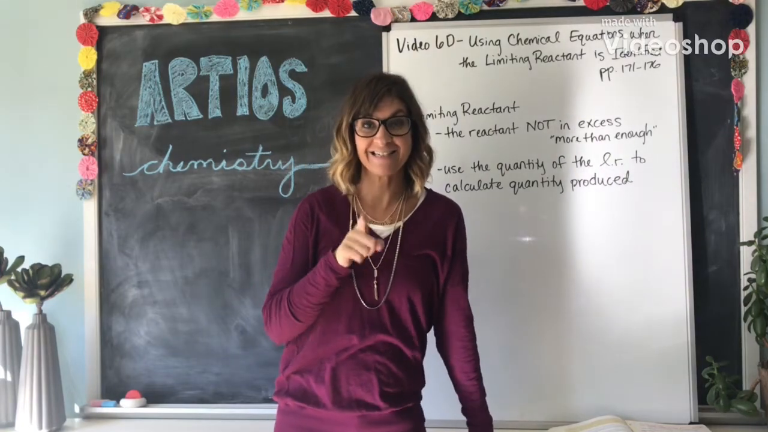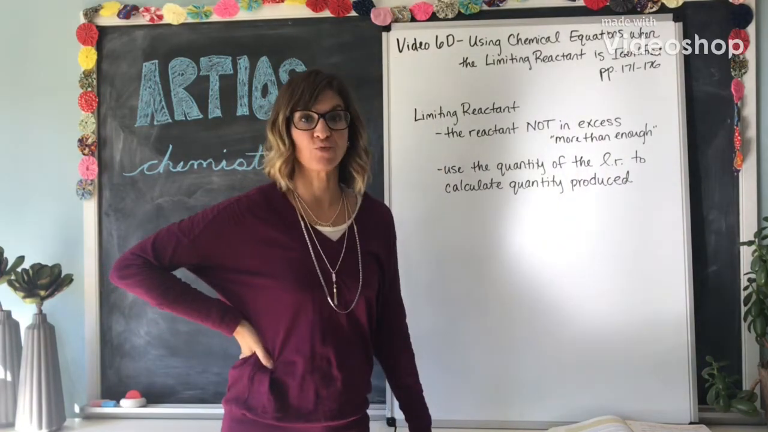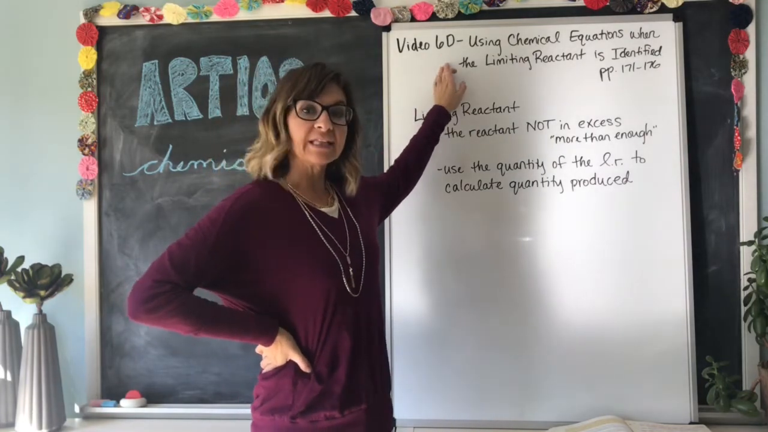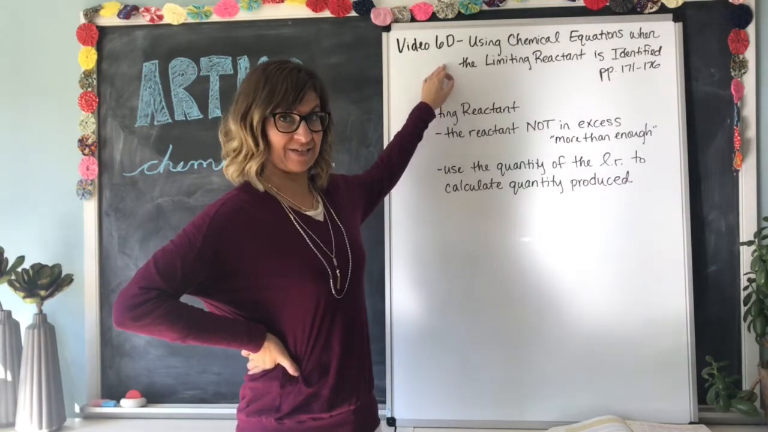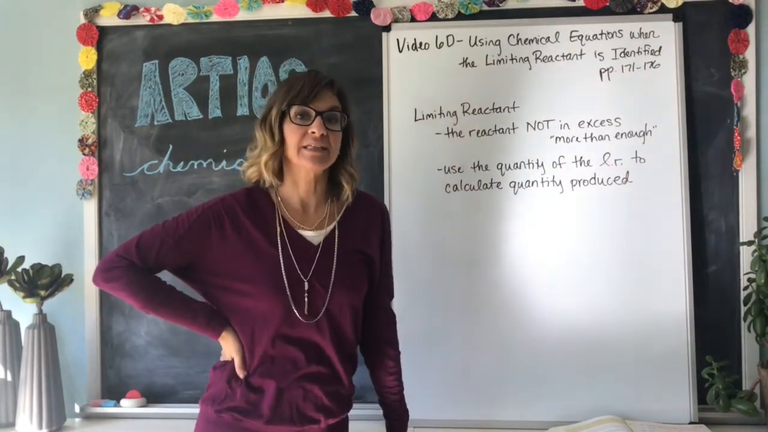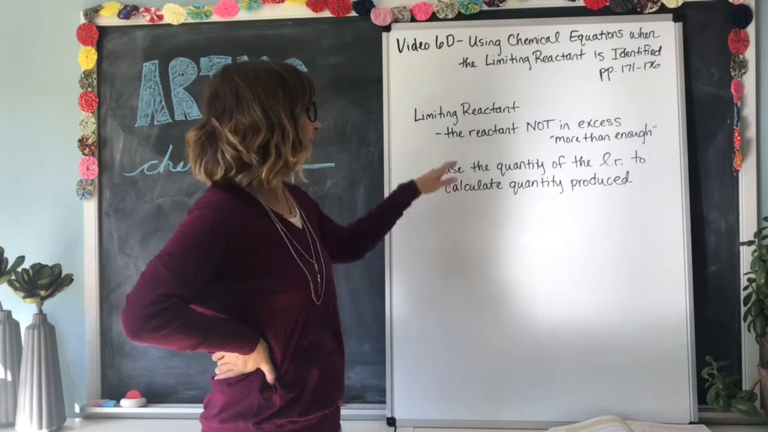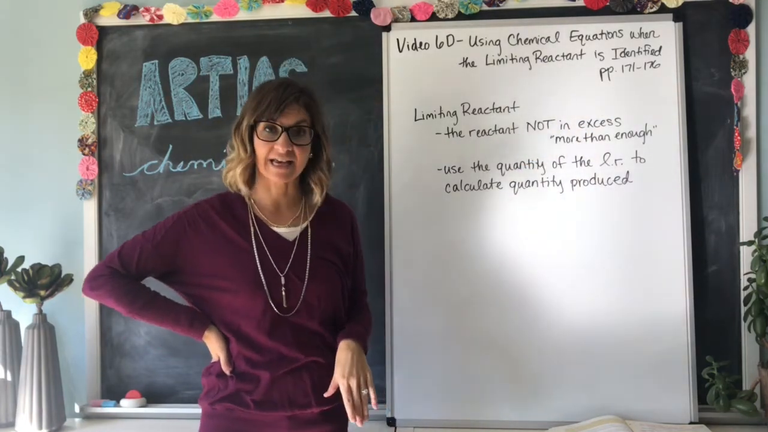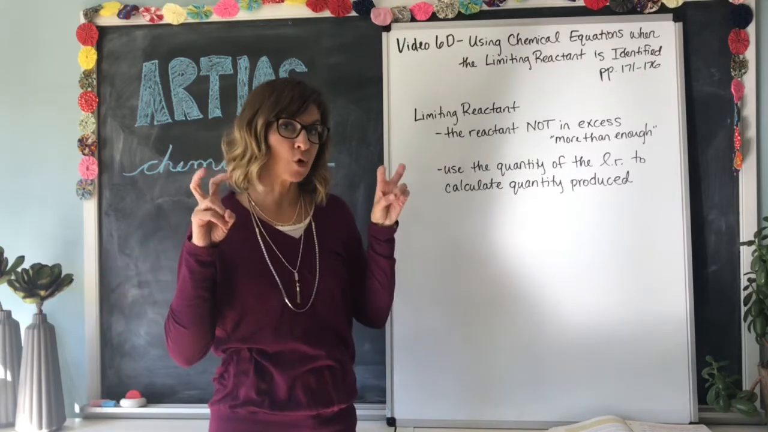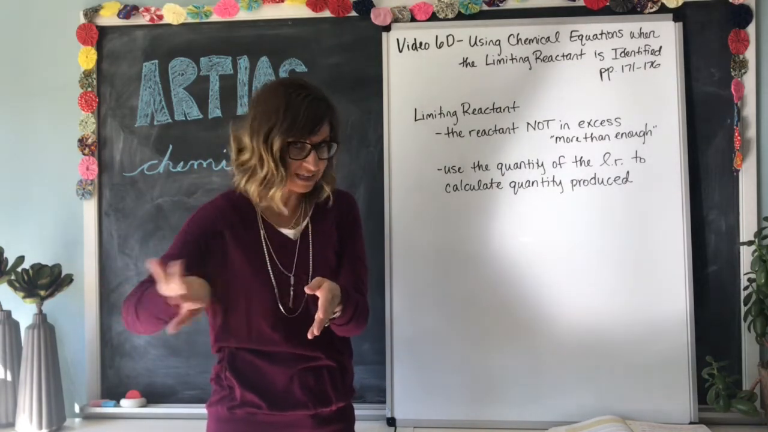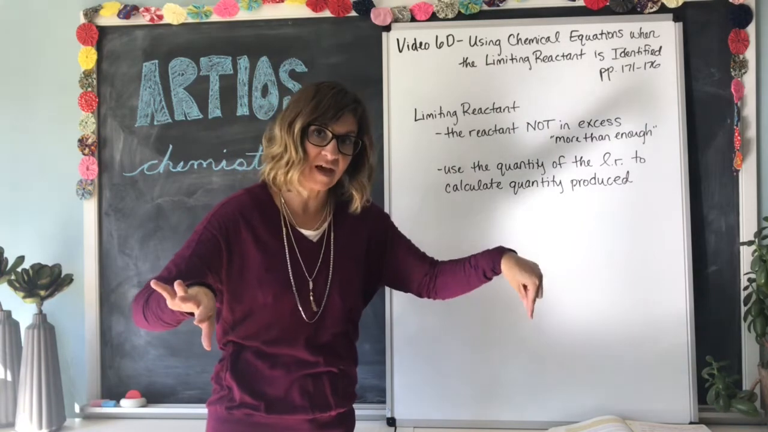Video 6D, and we are starting in the book on page 171, where it says, using chemical equations when the limiting reactant is identified. So back to talking about the limiting reactant. The limiting reactant is the reactant that is not in excess. Of course, in excess means that there's more than enough. So if there's more than enough of one reactant, that's not going to limit the reaction. It's going to be the other one.